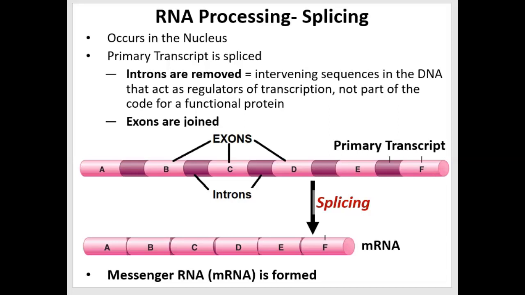The regions that are spliced out are called introns. They are extra DNA nucleotides that act as transcription regulators. They are not destined to become part of the functional protein. After introns are removed, the remaining codons, called exons, are joined together. Once the exons are joined, the RNA is mature and it is referred to as messenger RNA.